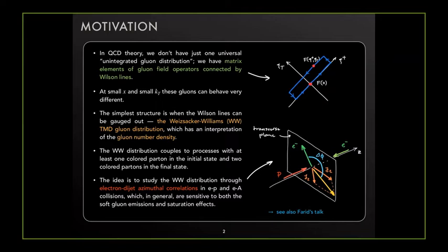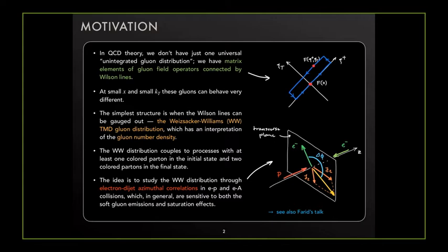First of all, QCD is so rich that we should stop thinking about just one integrated gluon distribution, because we have the matrix element of gluon field operators connected by Wilson lines. Here's just one example, and there were other discussions on that. So we have a very rich structure of different gluon distributions. At small x, and at small transverse momenta, those gluon distributions behave very differently. At large kT, some of them behave the same, but in principle they are very different.